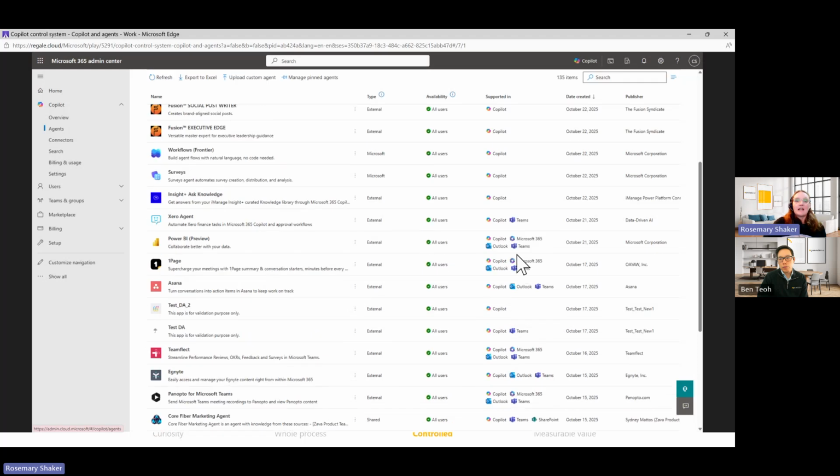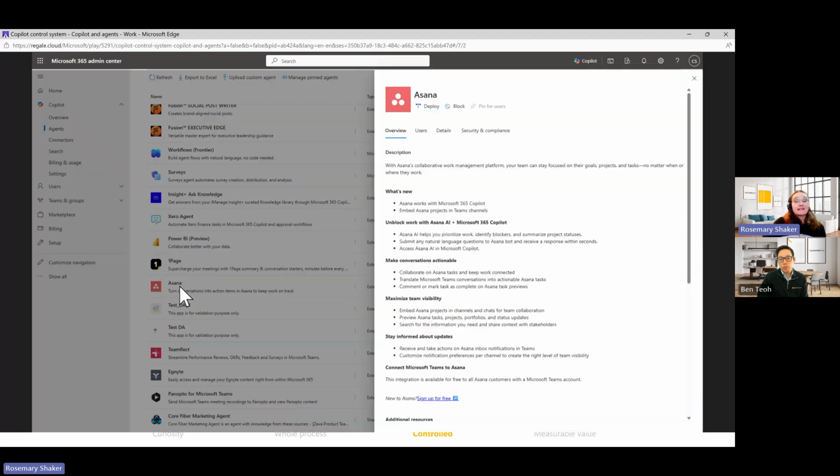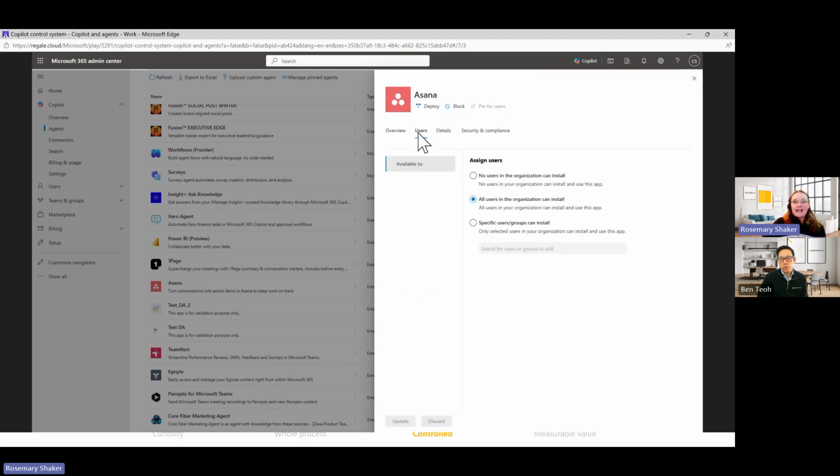So here we can see all of our agents. And again, I can come down and be really specific about our particular agents. And this is a way for us in IT to be able to see the information about that particular agent. So here I can see what that agent is about. I can see who has access to that agent and manage that control.